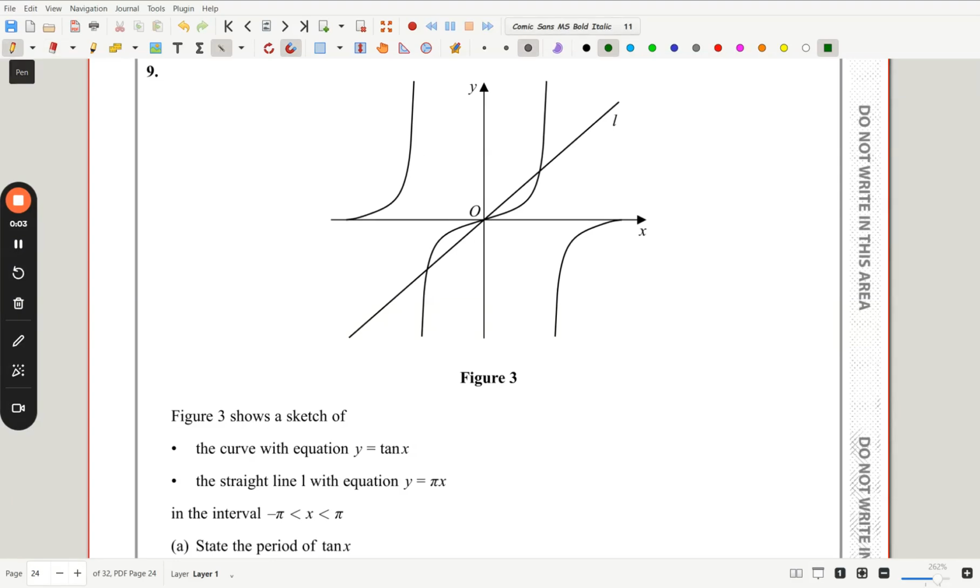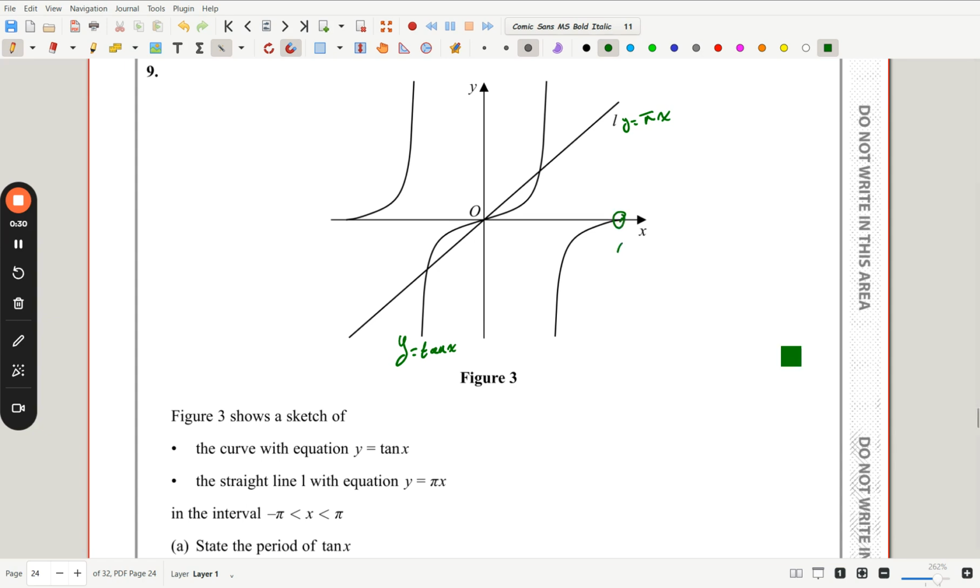Question 9, Edexcel Pure Mathematics 1, January 2023. Question 9 shows a sketch of the curve y equals tan x. So here we have y equals tan x and the straight line y equals pi x. In part A, state the period of tan x in the interval minus pi to pi.